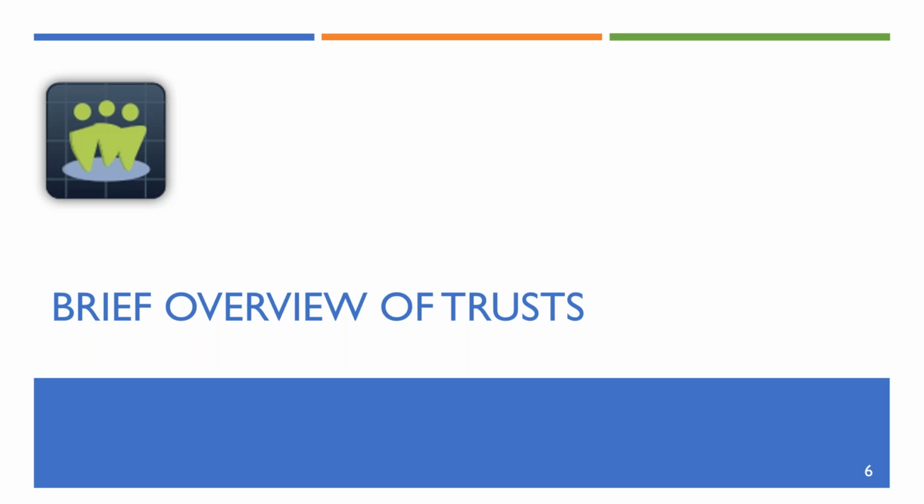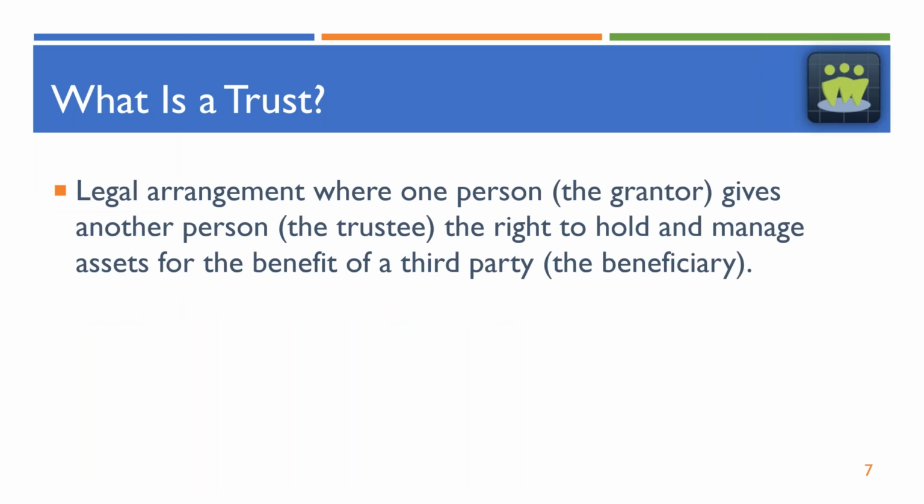Okay, so let's take a quick overview of trusts. So what is a trust? Well, it's a legal arrangement where one person, called the grantor, gives another person, known as the trustee, the right to hold and manage assets for the benefit of a third party, and that third party is the beneficiary. There are many types of trusts, and we'll go into that now.